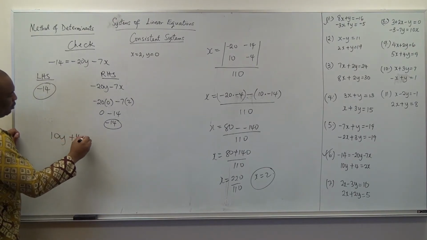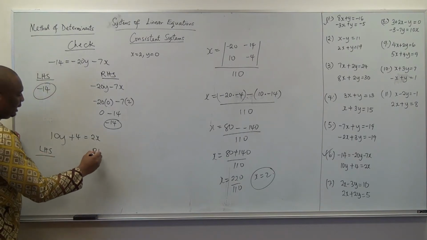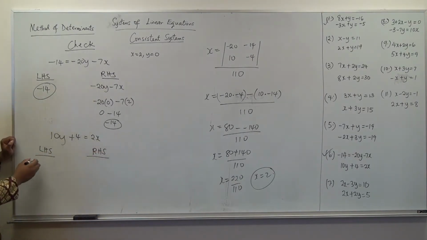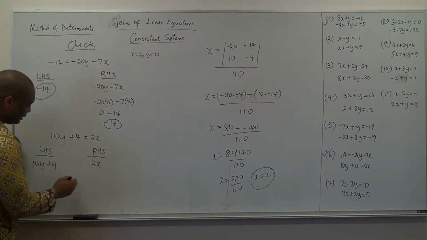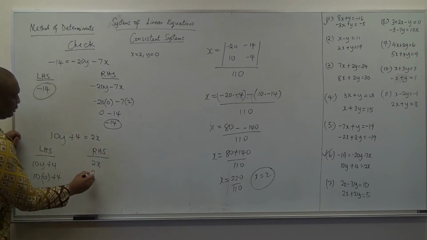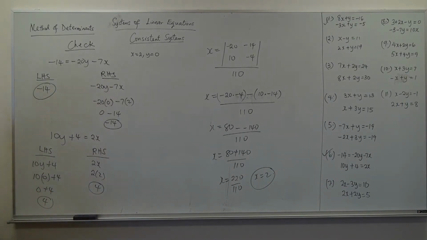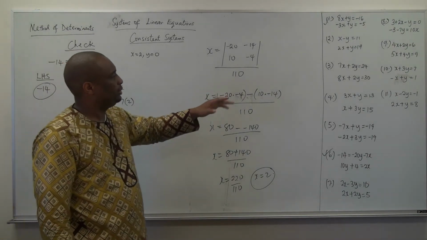Let's check the second one. 10y plus 4 equal to 2x. Left hand side, right hand side. The left hand side is 10y plus 4, the right hand side is 2x. You now plug it in. 10 times 0 plus 4. 0 plus 4, which gives you 4. And for the right side, 2 times 2. 2 times 2 is 4. 4, 4, you're good. So that is the way we solve all these equations.